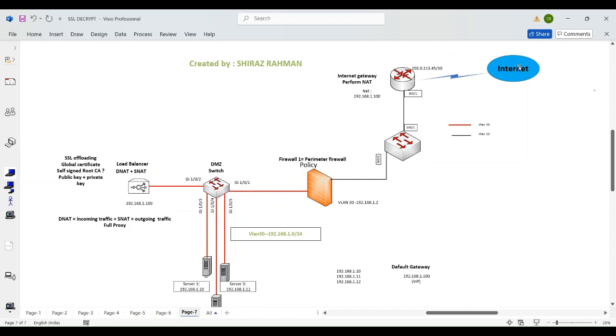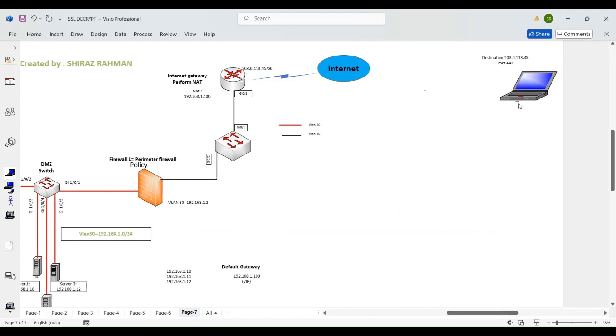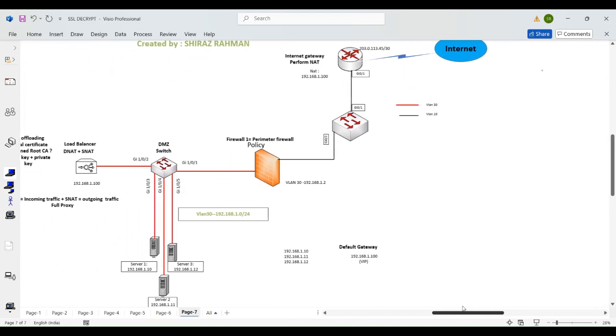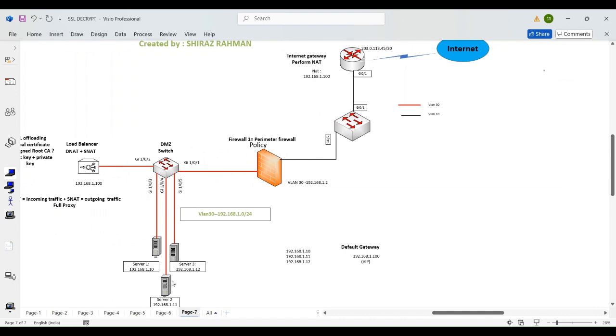And this internet gateway is connected via the internet. So I have a client sitting somewhere over here. This is a public IP address, 203.0.113.45. Right, I have a client sitting on the external internet. He wants to access one of the services over here, which uses HTTPS, and the services are built on any one of these three servers.